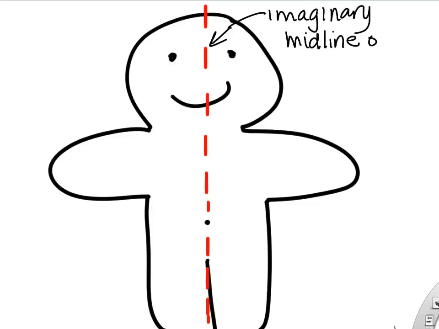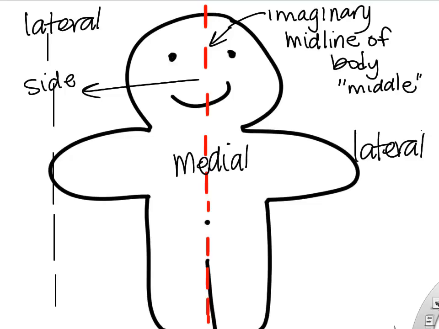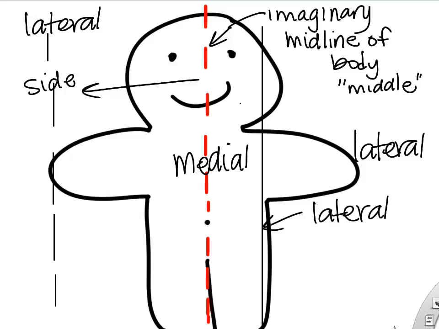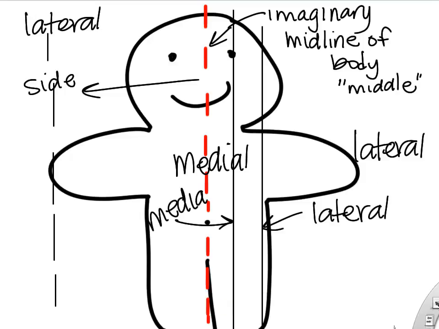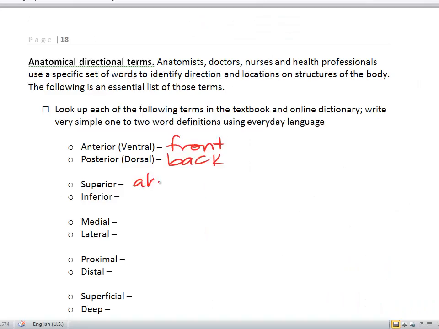Something to remember is that we have this imaginary midline of the body. It's almost as if you cut yourself right down the middle, and we call that imaginary midline medial. As we move away from the medial part of our body, or the imaginary midline, we're moving to the side, and so we say lateral. So if we're moving towards the middle or midline of the body, we say medial, and if we're moving towards the side, we say lateral.